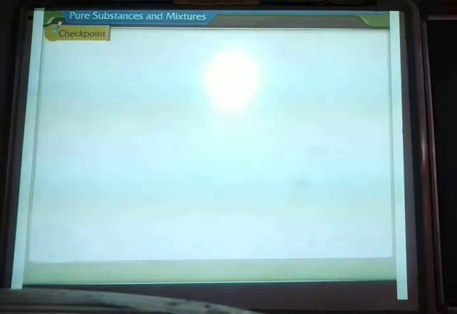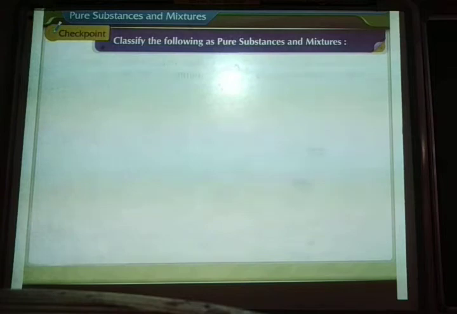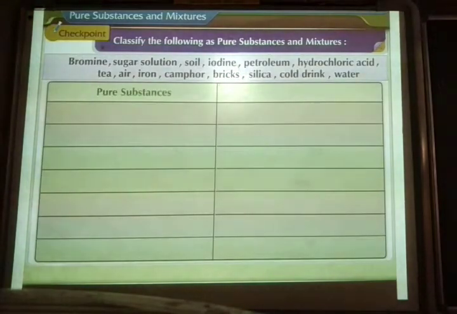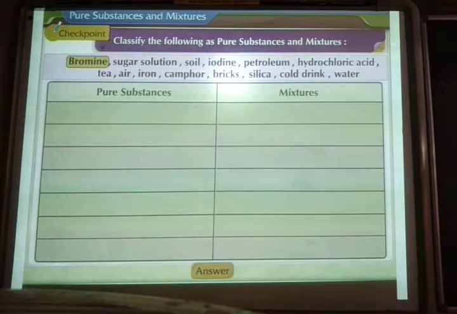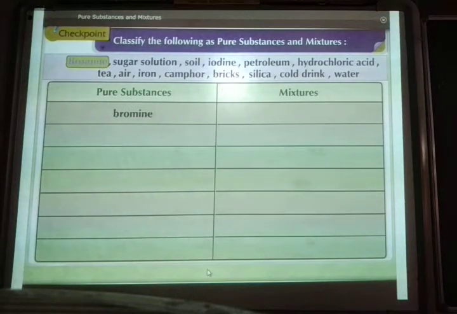Let's do a quick check. Pure substance or mixture? Bromine is an element, so it is a pure substance. Sugar solution, it will be a mixture, a mixture of sugar and water. Soil.